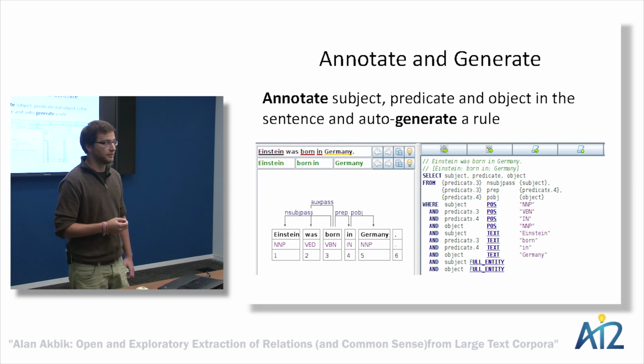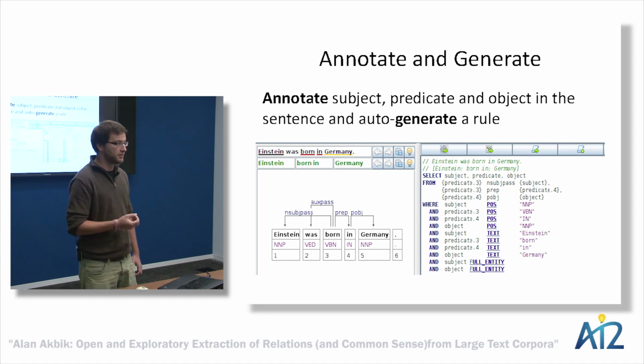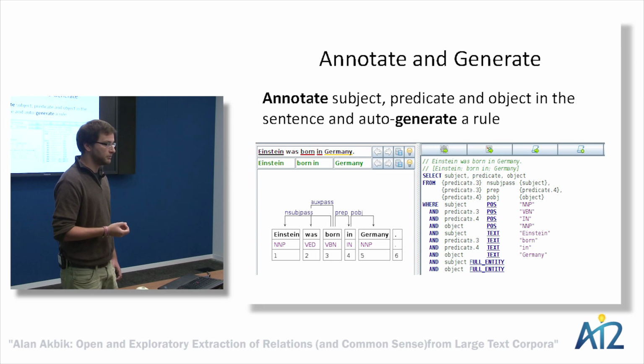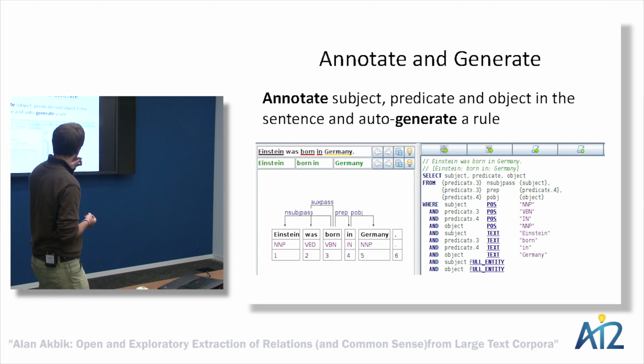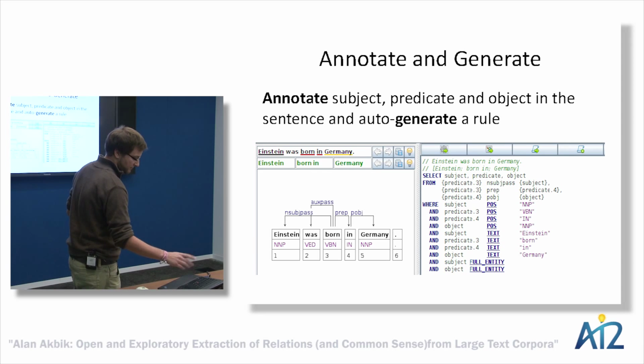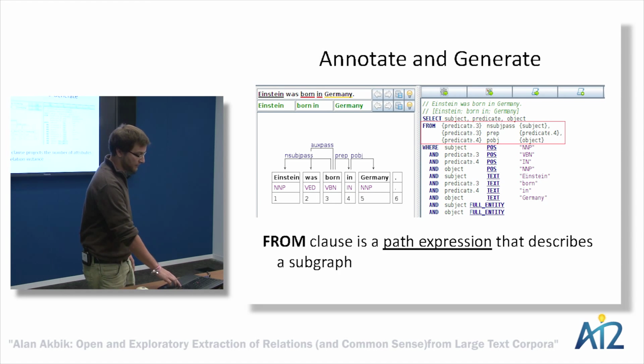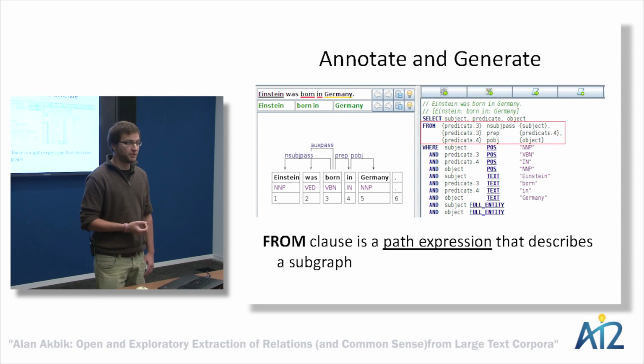We annotate the entities, Einstein and Germany, and we also annotate the words that express the relation, that's born and in. The tool then generates a rule, an overspecified rule, which you see on the right-hand side here. So this is not something that the human actually does. The tool generates the rule. It consists of a few clauses, basically the number of attributes that you want to project. Then the from clause is the path expression that defines a subtree. It's not so readable, but it's basically the same subtree for these 4 words as they are used in the sentence.